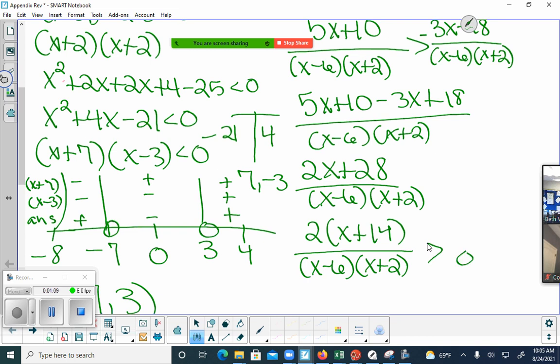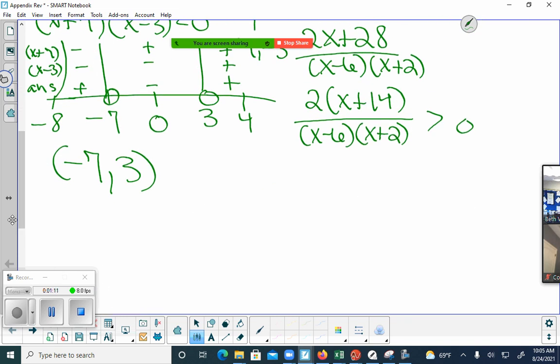And then your critical numbers, you're going to have 3 critical numbers. You're going to have one when the numerator is equal to 0, so that's going to be x is equal to -14. Then when your denominator is equal to 0, that's going to be x is equal to 6, x is equal to -2. So you have 3 critical numbers, yes?